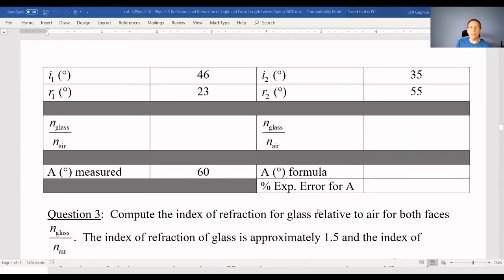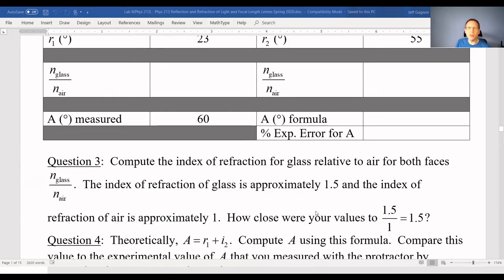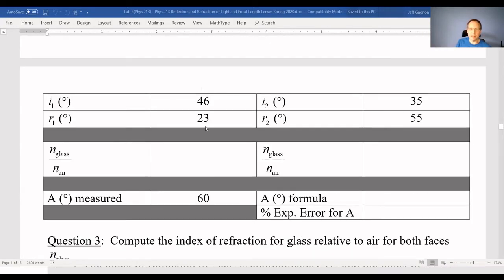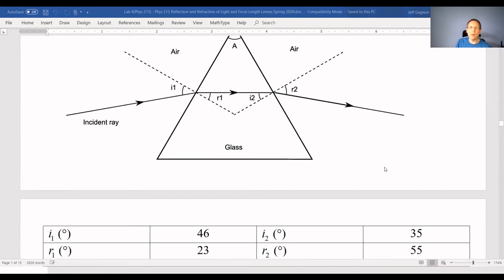Okay, so question 3. What I want you to do is compute the index of refraction for glass relative to air for the first face, using this information, and then for the second face. So how do you do that?